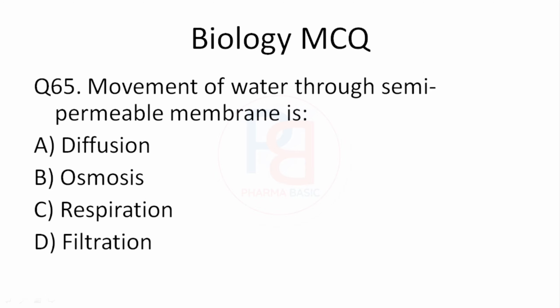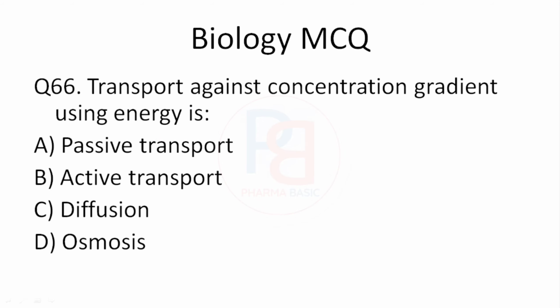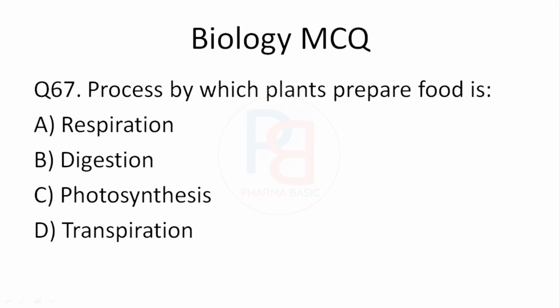The movement of water through a semi-permeable membrane is osmosis. Transport against the concentration gradient using energy: when we use energy to transport, it is active transport. If energy is not used, that is called passive transport. So active transport, option B.